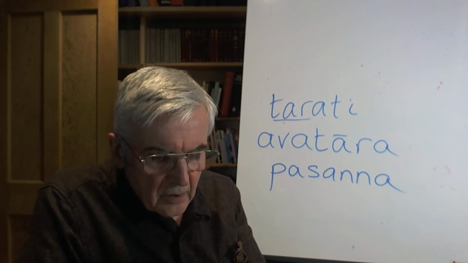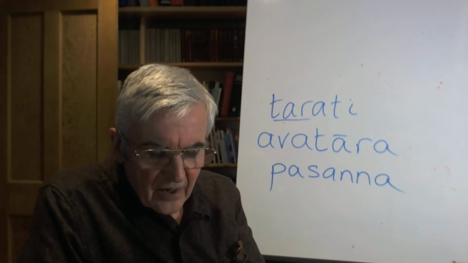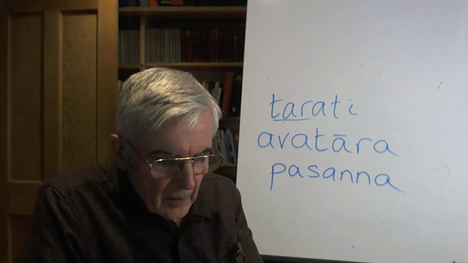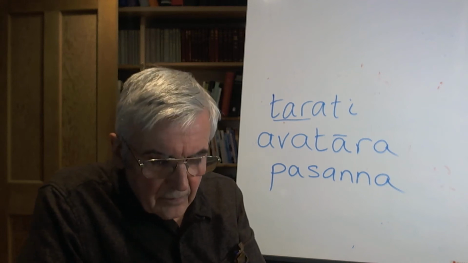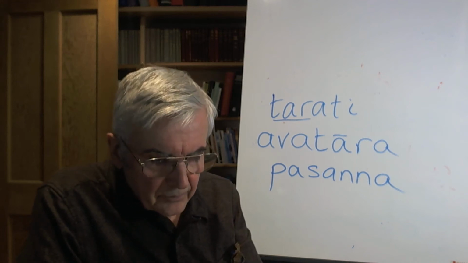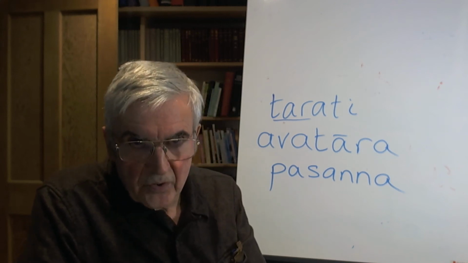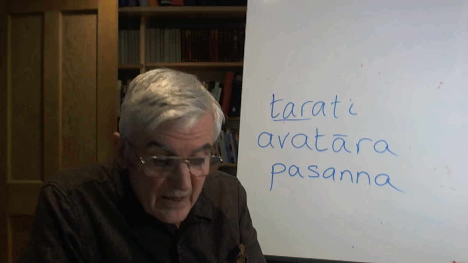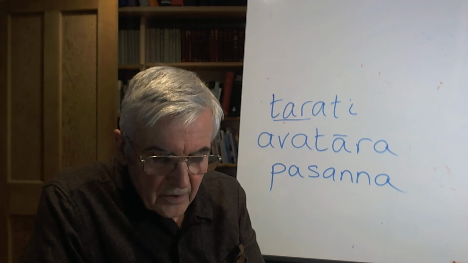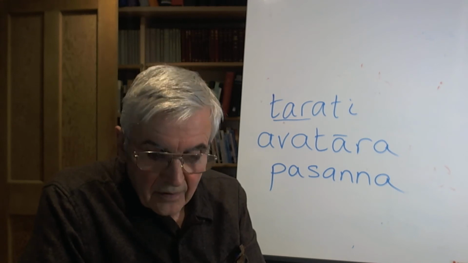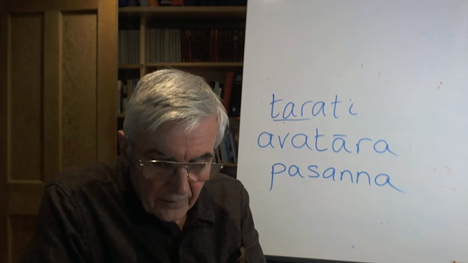Number 13. Manusa loke jivanti, deva sagge vasanti. So manusa, plural of manusa, men or people generally. Loke jivanti, live in the world. Deva sagge vasanti, the gods live in heaven.